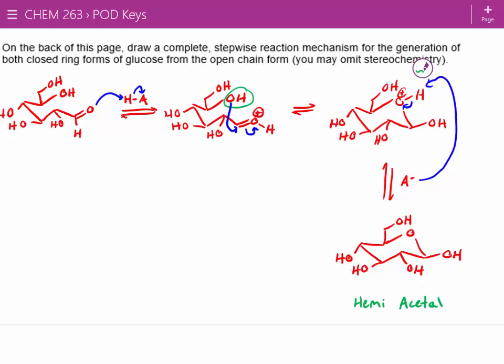Are we going to have labs for this? Yeah, with these kinds of reactions? Not in 263. You might have some carbohydrate chemistry in biochem.